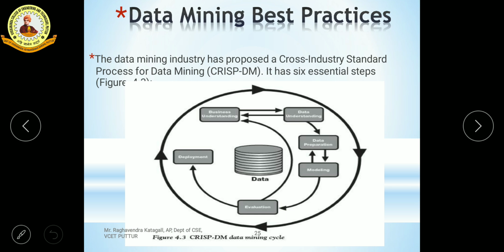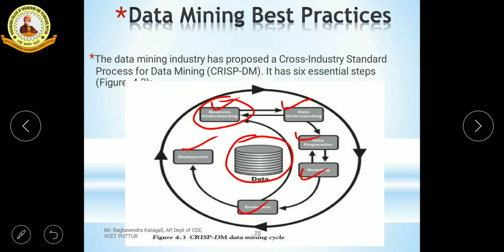Then coming to data mining best practices. This is one of the important questions. Write down the question: Explain the CRISP-DM data mining cycle. This will be asked for 6 to 8 marks. Okay. So this is the CRISP-DM data mining cycle. We have data in the middle. We have a cycle of processes here. What are those? We have deployment, evaluation, modeling, data preparation, data understanding, and business understanding.